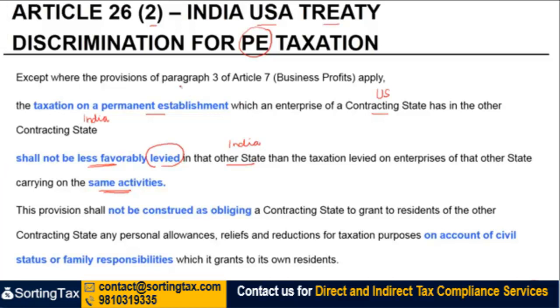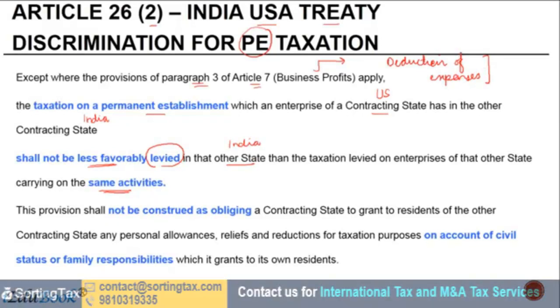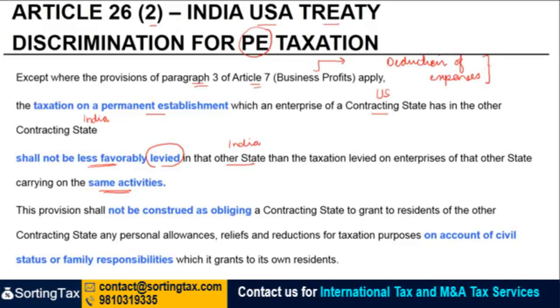But this is subject to provisions of paragraph 3 of Article 7. This basically deals with the deduction of expenses when you calculate the profits of the PE, which means when the provision of paragraph 3 of Article 7 provides something contrary, right? Then those provisions are going to override what is discussed here. But otherwise, you cannot subject the PE to a treatment which is less favorable.